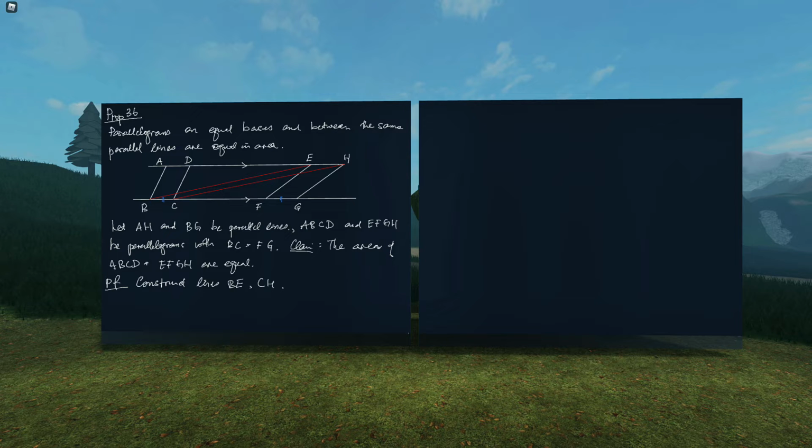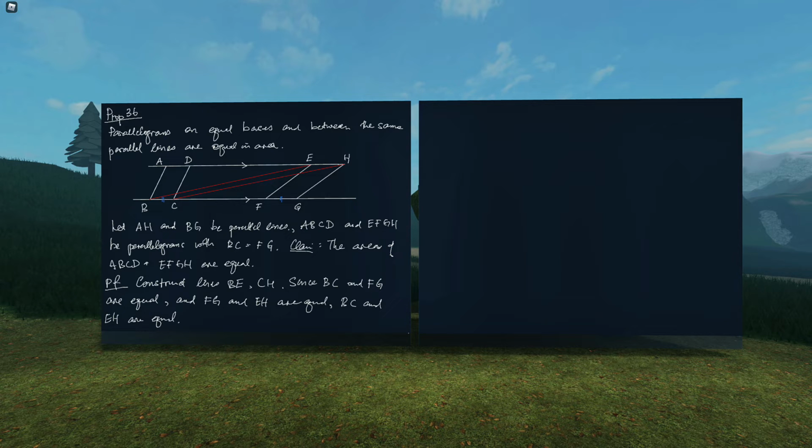FG and EH are equal. You want BC equal to EH. So since BC and FG are equal, and FG and EH are equal, BC and EH are equal.